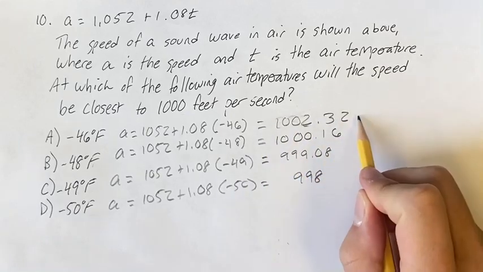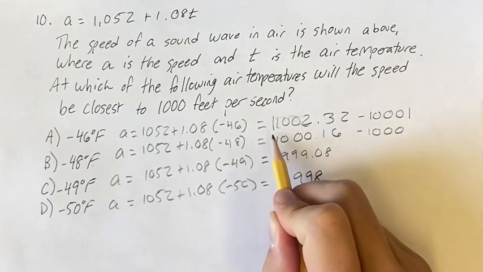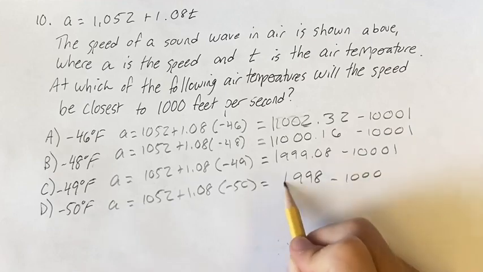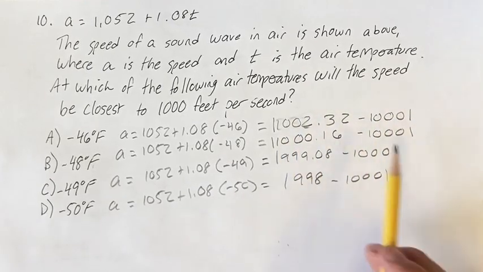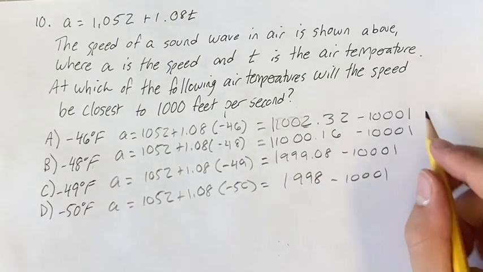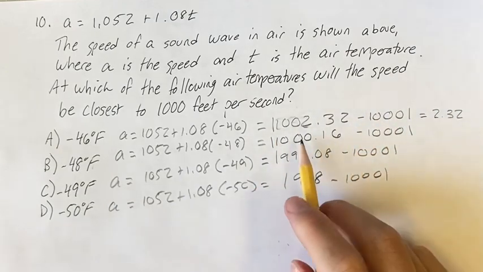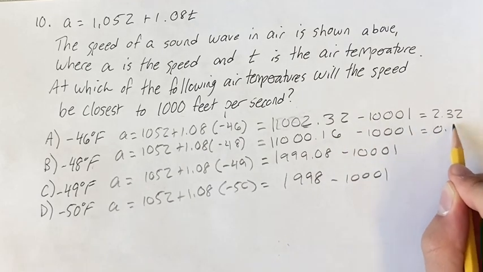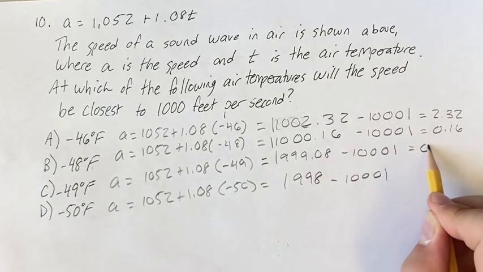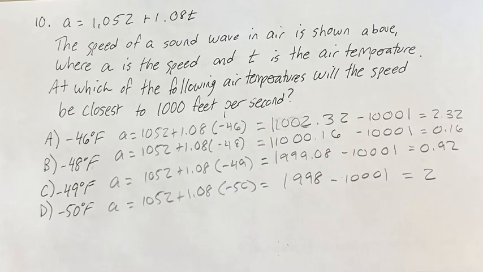So you take these values and you subtract 1000, and you take the absolute value of that. That is the distance between them. If it's greater than, then okay, you could have just taken the difference, 1002 minus 1000. But if it's less than, we're going to get the positive difference. So this comes out to the absolute value of 2.32, which is 2.32. We get the absolute value of 0.16, which is 0.16. Here we get the absolute value of -0.92, which is positive 0.92. And here we get -2, the absolute value of that is +2.